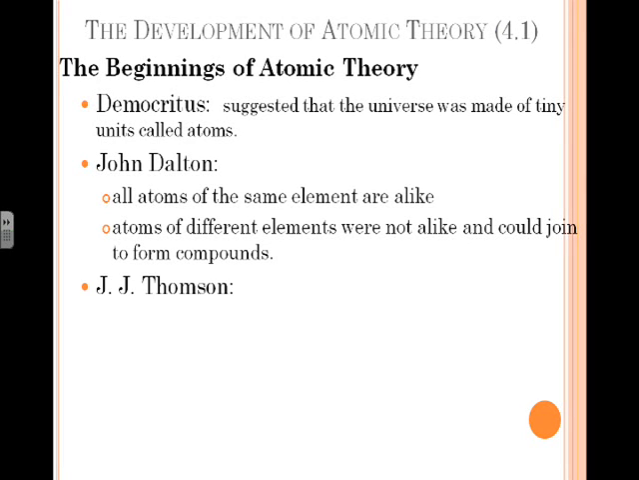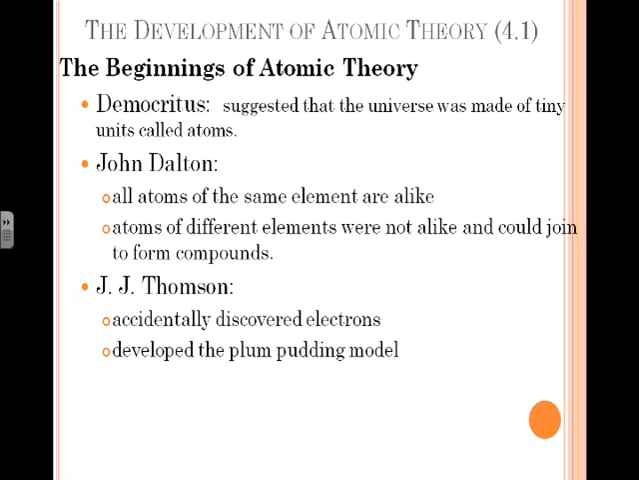J.J. Thomson is our third scientist. He discovered electrons. So J.J. Thomson was the one that discovered electrons were a part of atoms. And then he believed that the electrons were in the form of a plum pudding model. So he believed that the atom looked like plum pudding. Now, most of us don't know what plum pudding is. Maybe you can talk to your parents tonight and ask them to make some.